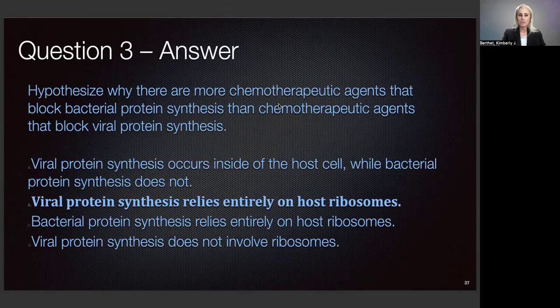Okay, moving on. Question number 3. The correct answer is that viral protein synthesis relies entirely on host ribosomes. So viruses don't bring their own ribosomes into the cells. They're using host machinery, one of the reasons why they're not alive. So we have more drugs that can target bacterial protein synthesis because bacteria use their own ribosomes, whereas viruses use ours, and we don't want to inhibit our own protein synthesis machinery from working.